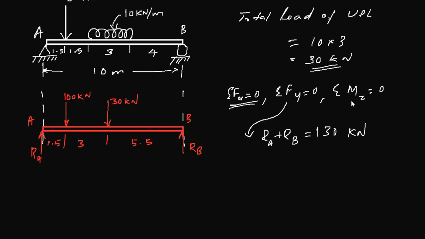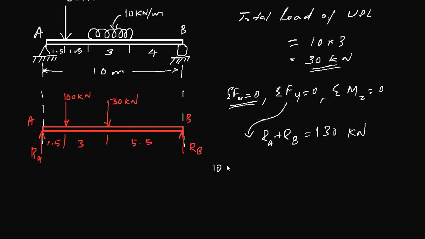Now the moment equation will give you another set of formula where you have to take the moment about, let's say, moment about A. Moment about A will have three forces, RB, 30 kilonewton and 100 kilonewton. RB is acting upward, 30 and 100 acting downward. So this will have a moment opposite to the direction of RB. So let's call RB at 10 meter from A.